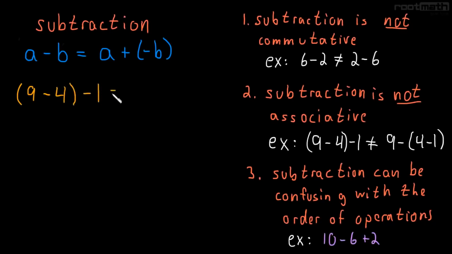9 minus 4, parentheses 9 minus 4 end parentheses, minus 1, is equal to 9 plus negative 4 plus negative 1. And now, this is all addition, and since addition is associative, it doesn't matter where we put the parentheses. We could put them around the 9 plus the negative 4, or we could put them around the negative 4 plus the negative 1. And why don't you try doing that at home?